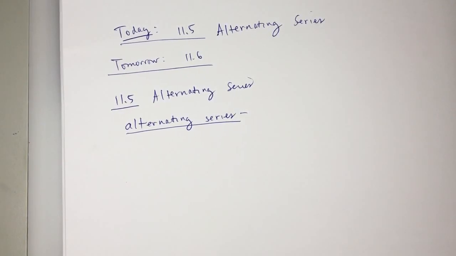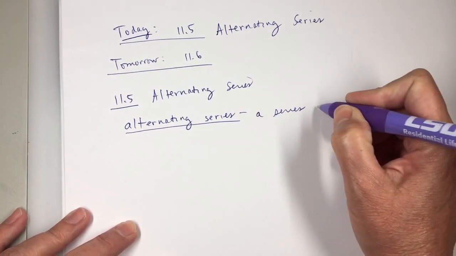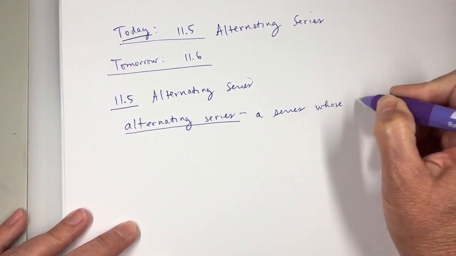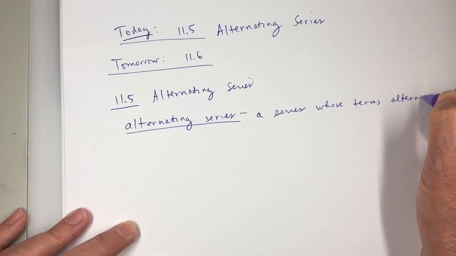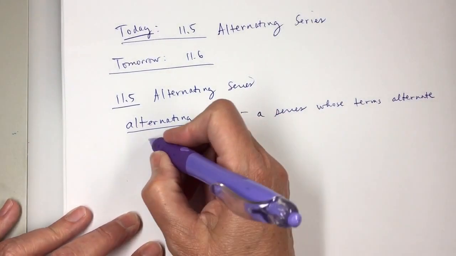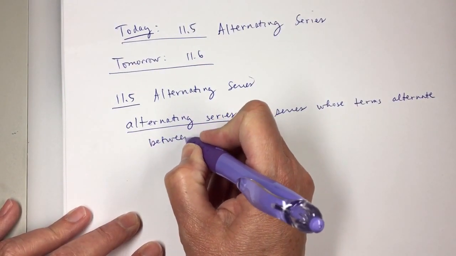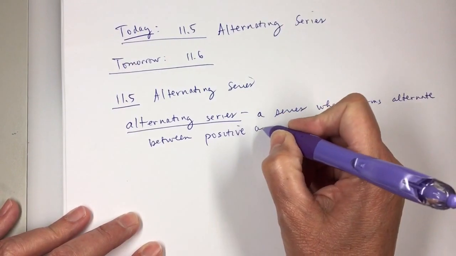Definition. This is a series whose terms alternate between positive and negative. So, a series whose terms alternate between positive and negative.